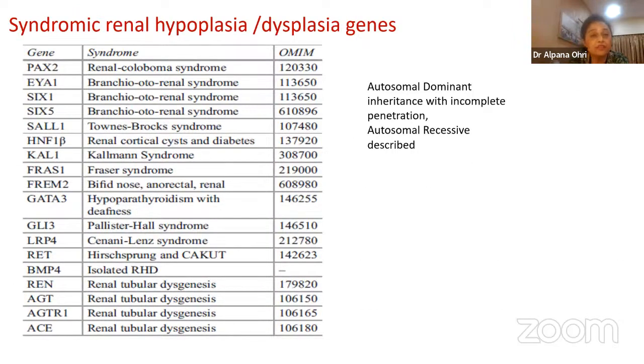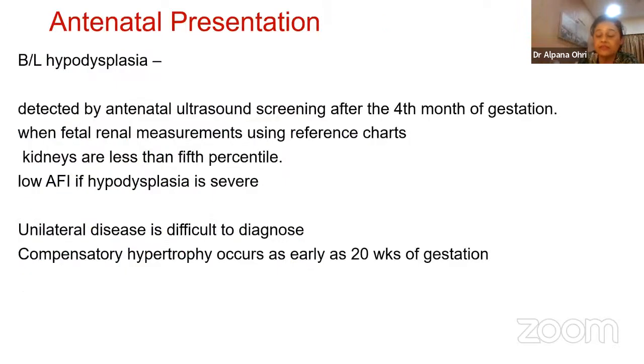So this is just a list of a few syndromes and the genes which are associated with hypodysplasia. And all kinds of inheritance have been associated in these syndromes. So when the hypodysplasia is very severe, it may present in the antenatal period itself with oligohydramnios, just like bilateral renal agenesis. And it can be detected by antenatal sonography by following the guidelines of the kidney sizes for different gestational ages. And we document that the kidneys are not growing appropriately.